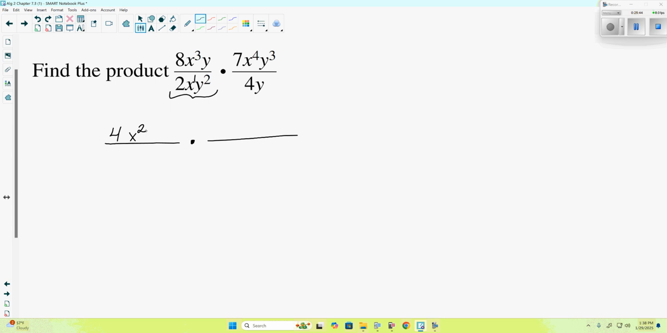The next one, we have y to the first over y squared. 2 minus 1 is 1, and since it's bigger on bottom, it stays on bottom. Really we have 1 y on top, 2 on bottom. So one of the ones on bottom simplifies with one of the ones on top. The y's on top are gone. We have 1 left on bottom.